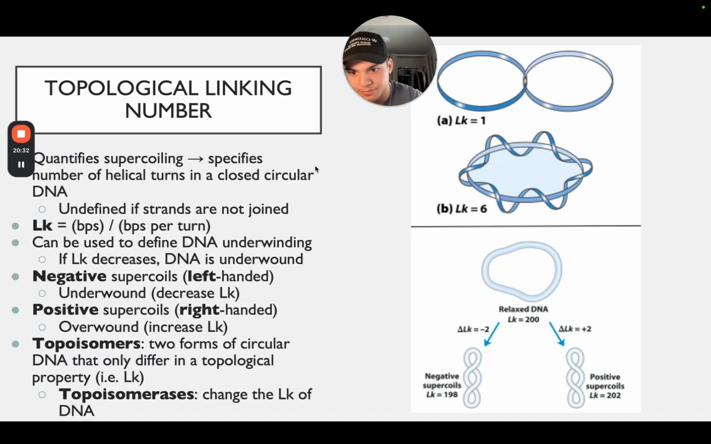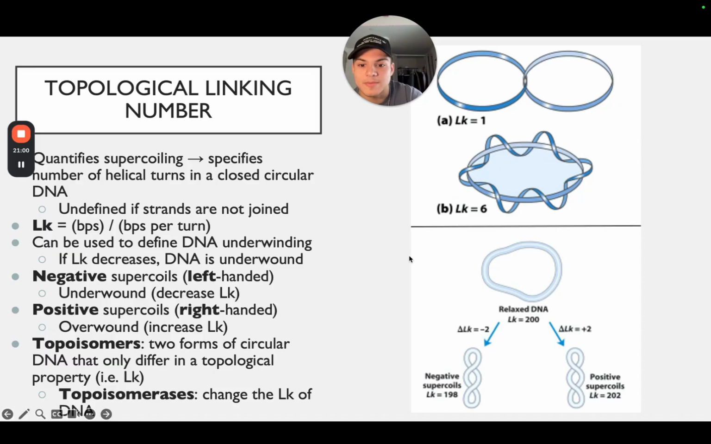But the way you calculate linking number, because they may give you a problem on the exam where they say, here are the number of base pairs, now calculate what the linking number would be if there are 10 base pairs per turn. This can be used to define whether the DNA is underwound or overwound, all that kind of stuff. So this is just the formula to calculate that. And then negative supercoils are left-handed and underwound, which just means that it's a decrease in linking number.